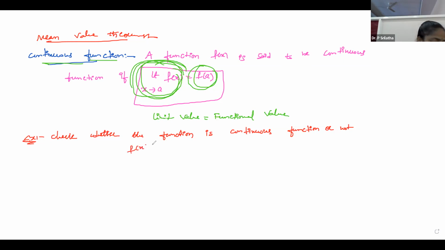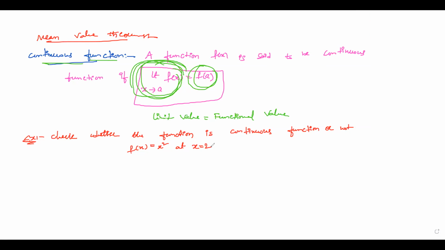The function is f of x equals x square at x equals 2. Okay, so all of you check and tell me whether the given function is continuous or not. How can you say whether the given function is continuous? Because the limit value equals the functional value, isn't it? So you need to verify.